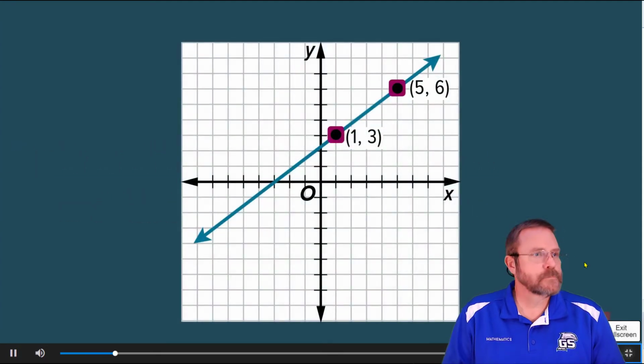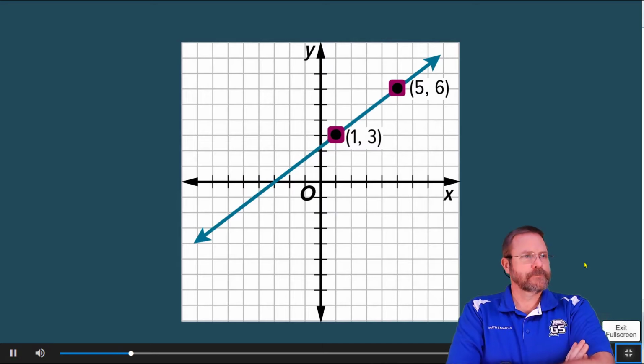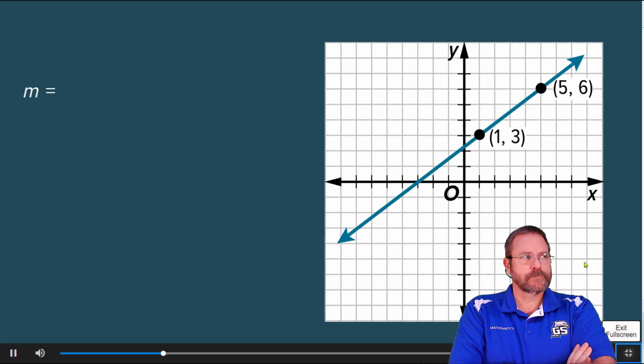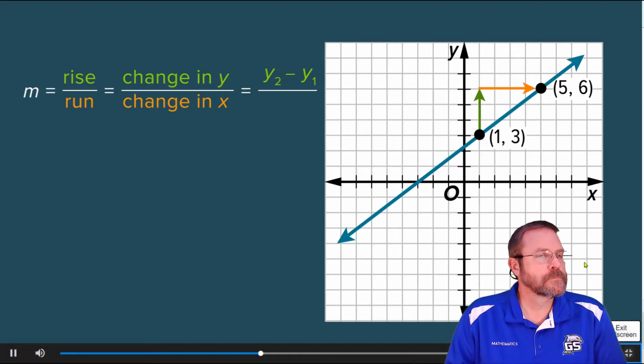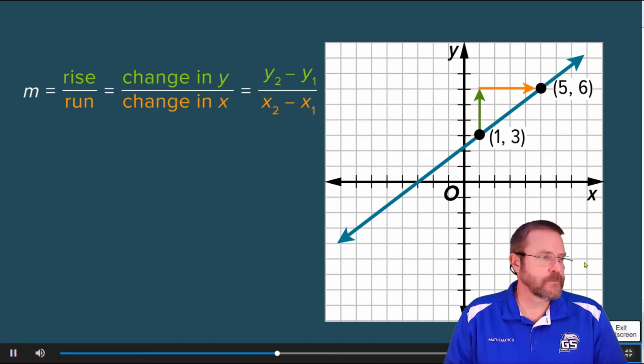If you know 2 points on a line, you can use the slope formula to find the slope of the line. The slope of a line m is equal to the rise over the run, or the change in y over the change in x. To find the change in y, subtract the y coordinates. To find the change in x, subtract the x coordinates.